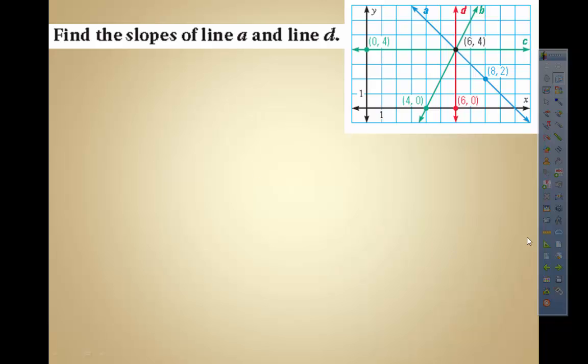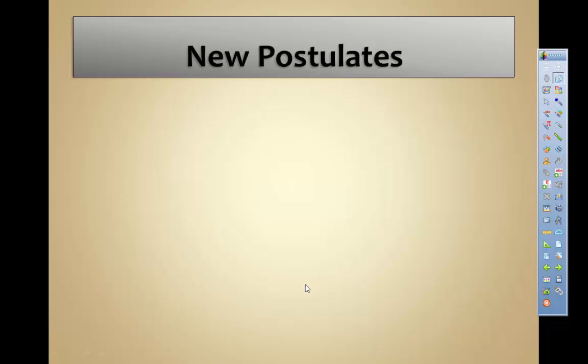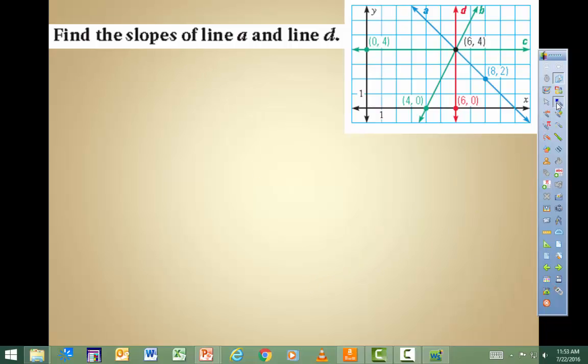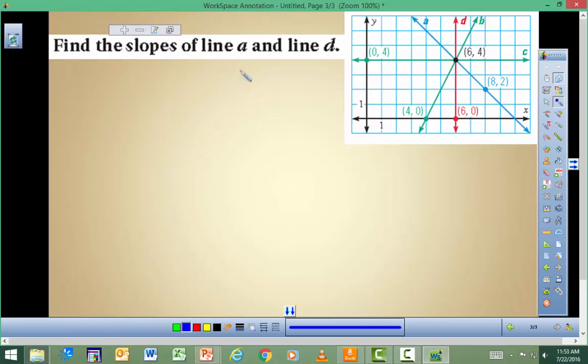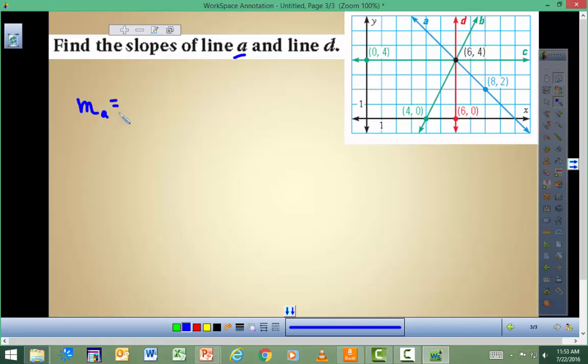And as long as you can use the slope formula, this should be no problem. We're going to find slope A, so I'm going to use a little subscript A. But remember, we need to use the formula y2 minus y1, divided by x2 minus x1. So subtract the y coordinates, subtract the x coordinates.